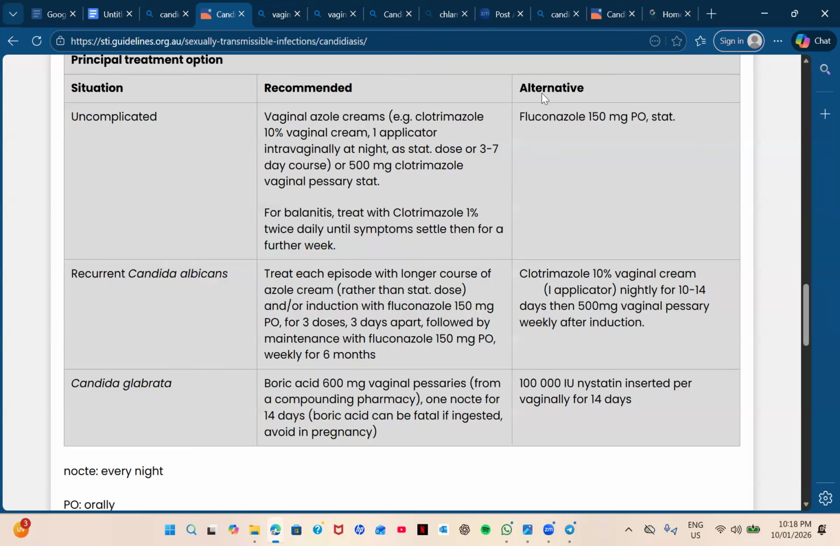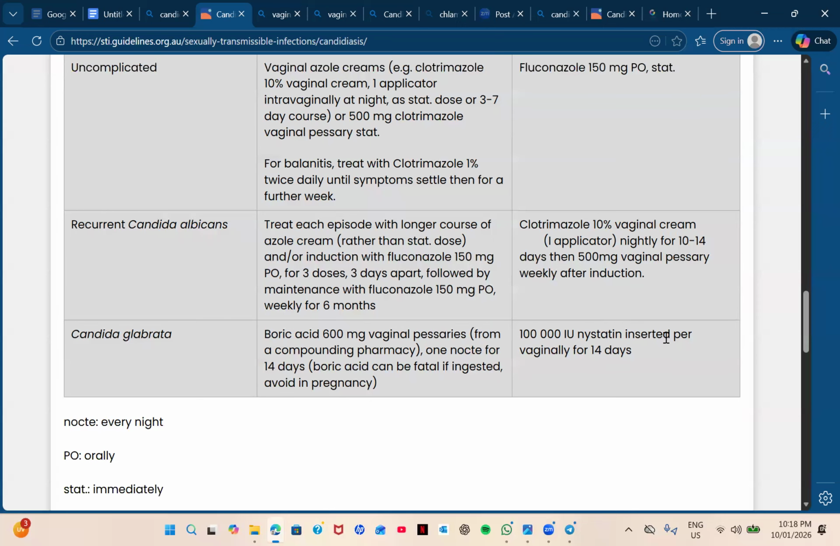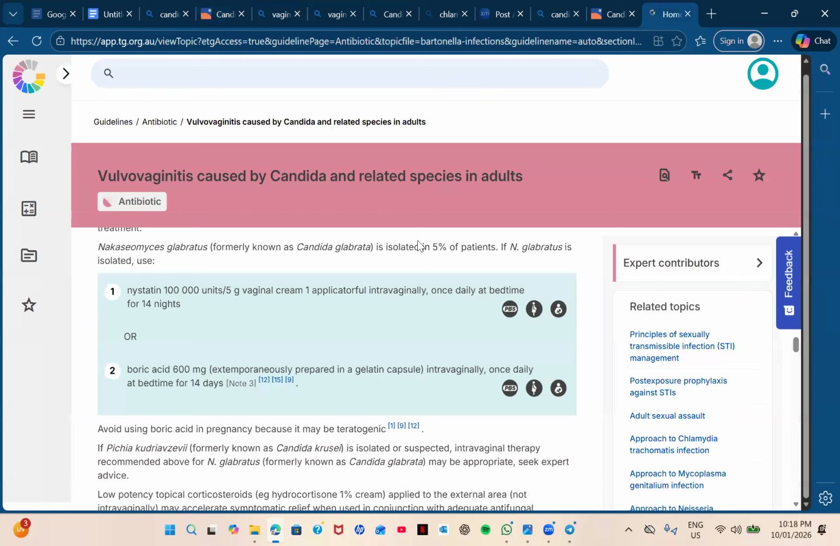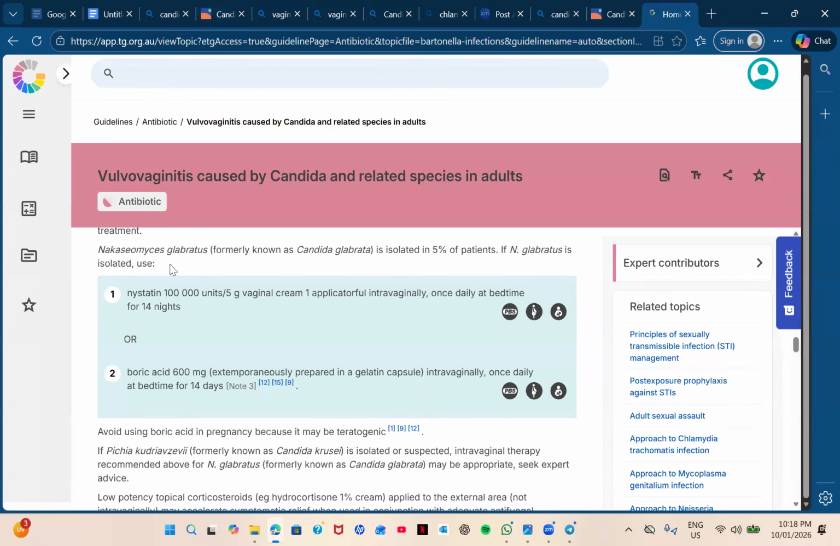Here the alternative treatment is nystatin cream vaginally for 14 days. I'll show what the difference is. In the therapeutic guideline, for Candida glabrata, they mention that here we have to use nystatin vaginal cream for 14 days as the first line, and boric acid as the second line. So in that case, what do you choose? Do you go with nystatin or boric acid? What do you think?